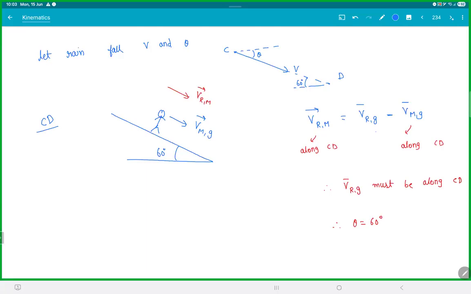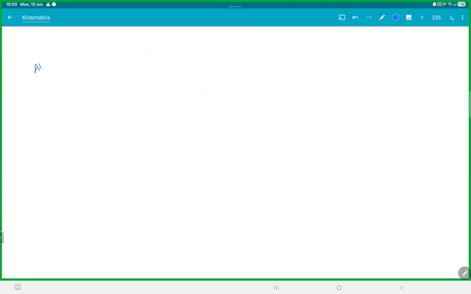Any doubts on this? Shreya, Manav, clear with this? Ananya, Ahana, Rohit, Soumya, Yukti, Dave.